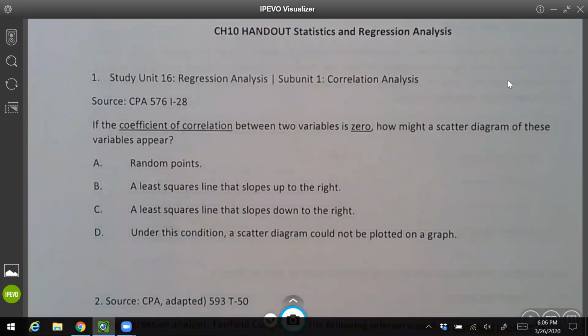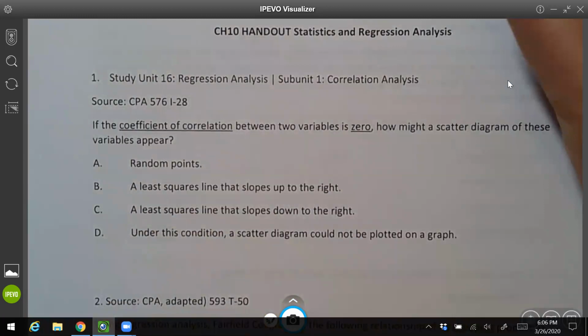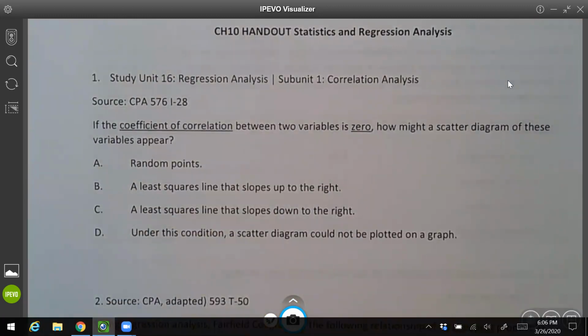In this video, we will talk about Chapter 10, the handout. Basically, it's statistics and regression analysis. If you read the textbook and already watched the videos, you should know there are some different things to know. First are some concepts: the meaning of coefficient, correlation coefficient, and goodness of fit.